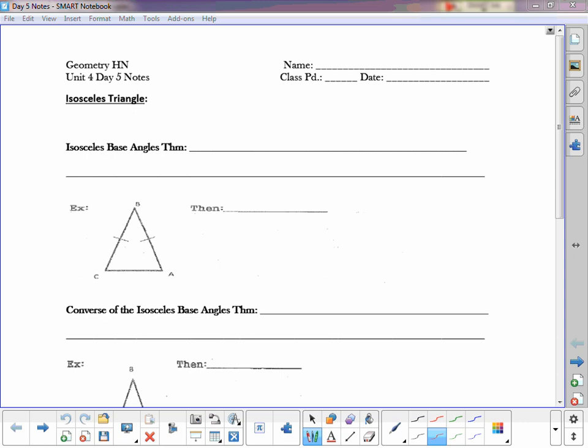Make sure to tell your shoulder partner, what is an isosceles triangle? What's our definition? Alright, I heard two very important words. A triangle with what? Come on, guys, you just said it. Triangle with what? At least two congruent sides. Okay. So a triangle with at least two congruent sides.